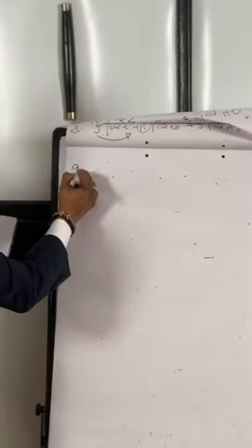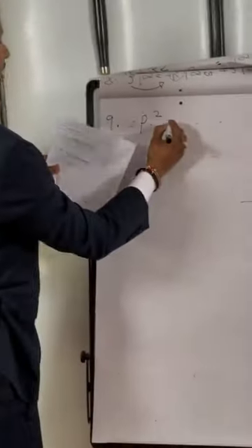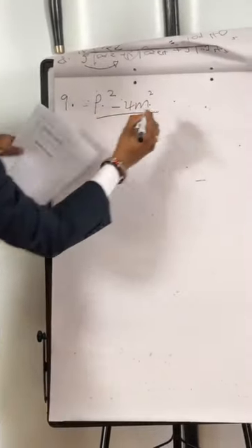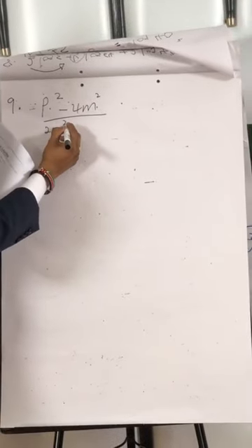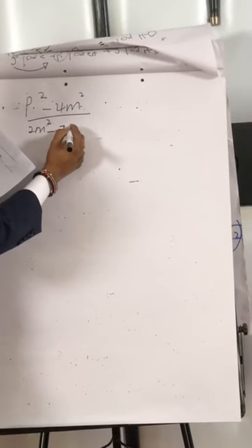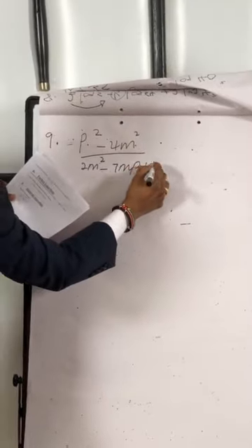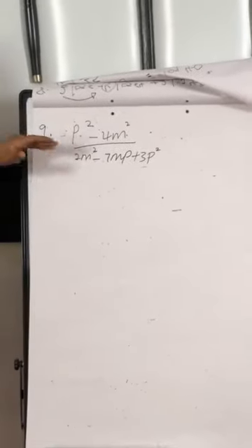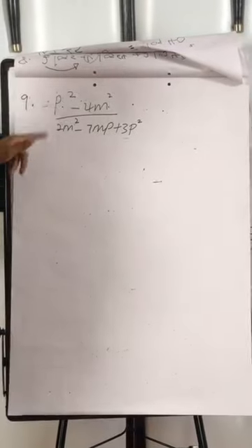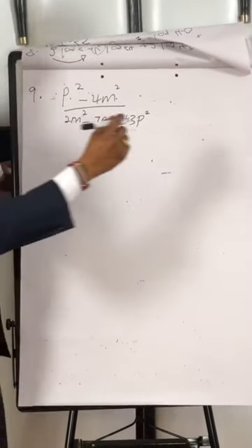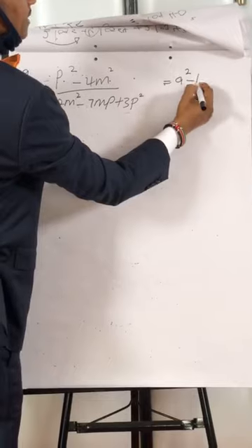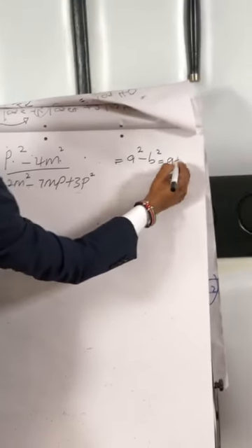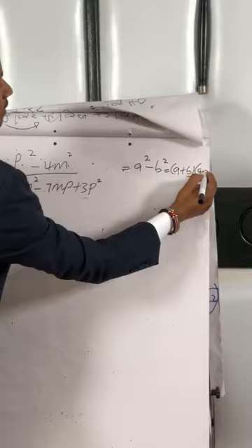Question number 9. P squared minus 4m squared divided by 2m squared minus 7mp plus 3p squared. When we are solving this algebraic expression, you look at the numerator and then the denominator. We can see the numerator is a difference of two squares. A difference of two squares means a squared minus b squared, which can be written as a plus b into a minus b.